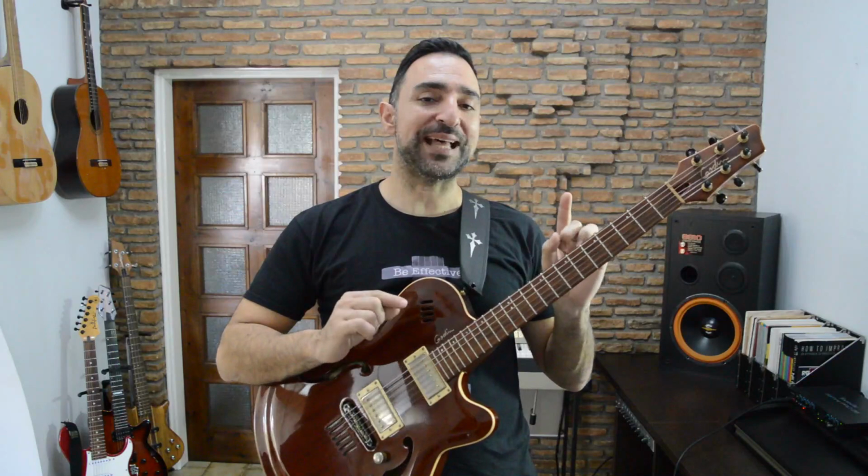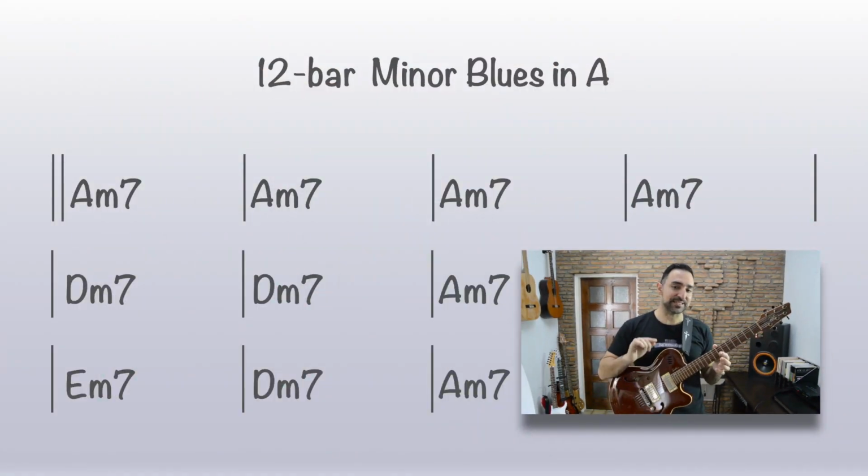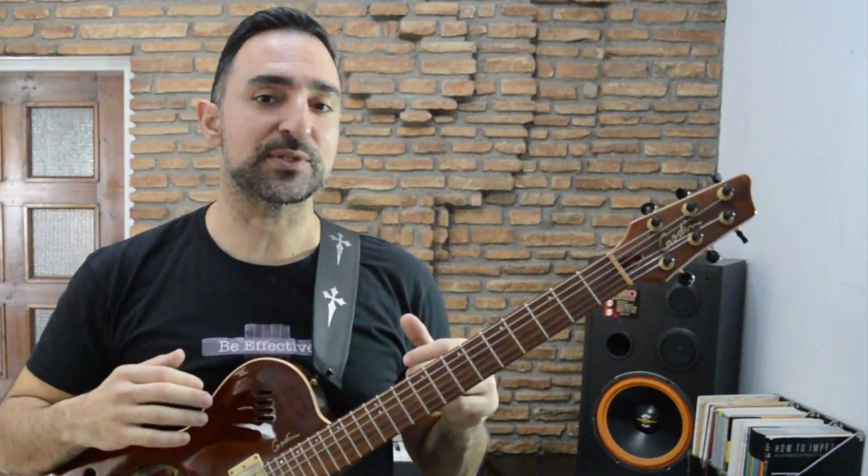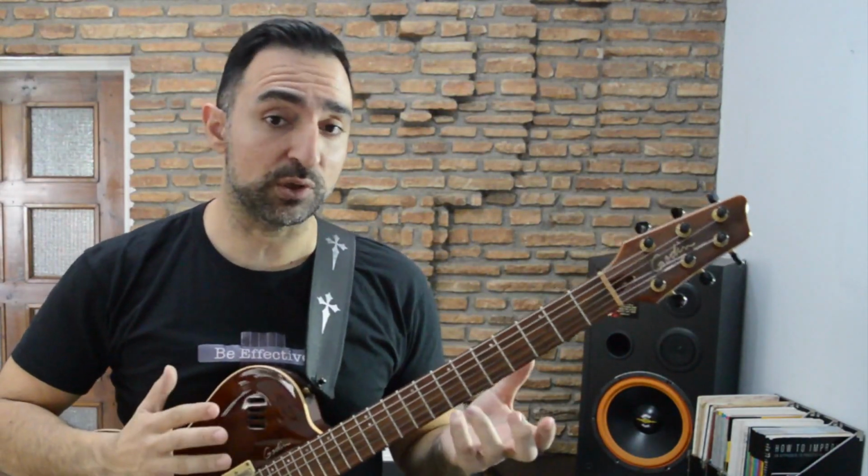Now, when we move to that D minor 7th on the second 4-bar phrase, most guitar players would just continue playing the A minor blues scale, which is okay, it's a fine choice. But what if I want to switch to a D minor blues scale and follow the chord changes more closely?